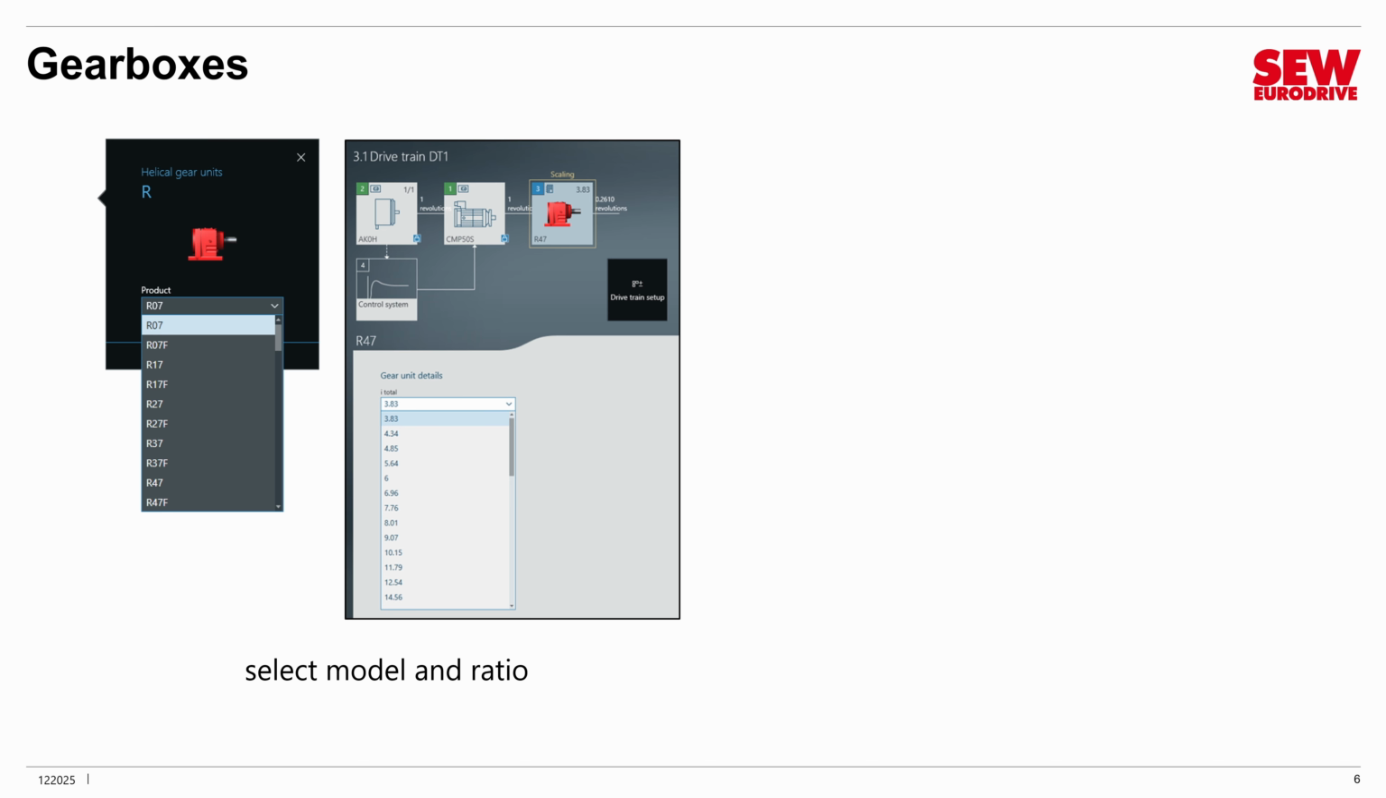Let's start by talking about adding a gearbox to the drivetrain. This is fairly common if you have a gear motor. Now, if you're using an SEW-Eurodrive gearbox, then things are pretty easy because you have a complete list of all our gearboxes with all the ratios they support, and you can just pick it directly.